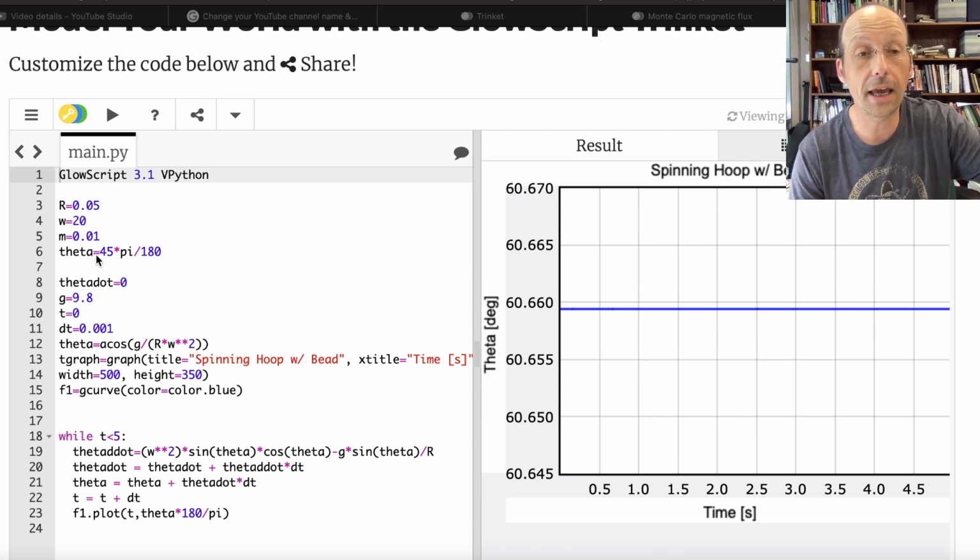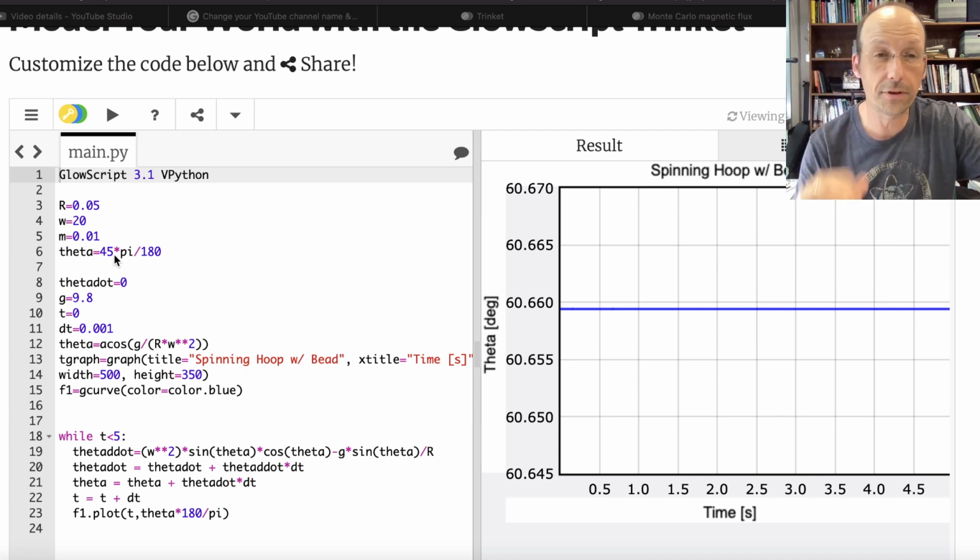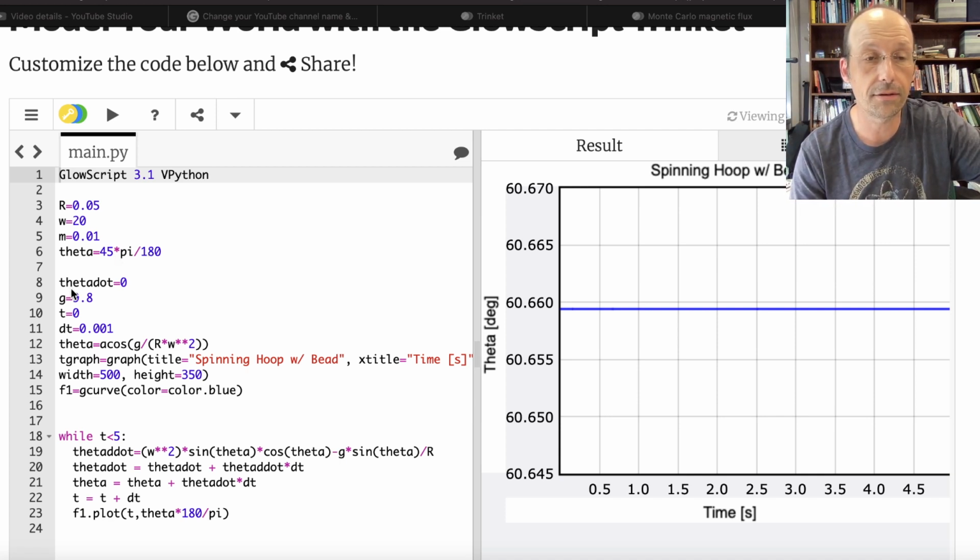Then here's my starting angle theta, and I like to think in terms of degrees, so I converted it to radians. Now I do need the initial theta dot. I picked 0. You can pick whatever you want. I need the value for g, and the time step. Okay, theta. This is right here, line 12.